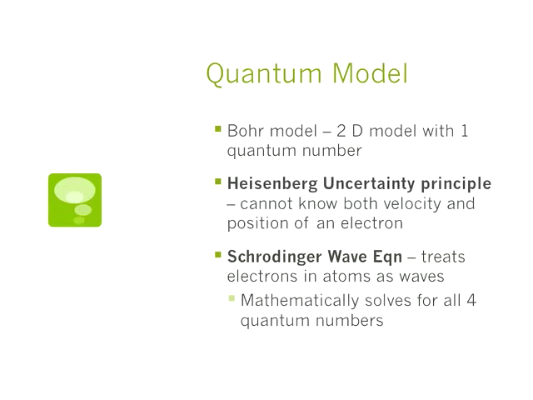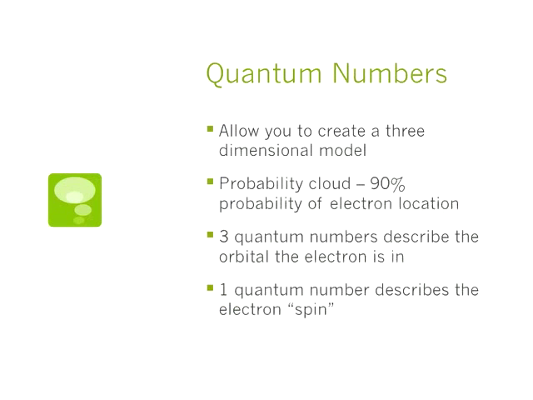Also, a scientist by the name of Schrödinger came up with a wave equation. And this treats the electrons and atoms as waves. And it allows you to mathematically solve for these quantum numbers we're going to talk about. These quantum numbers allow you to create a three-dimensional model. So not just up and down, but into the page.